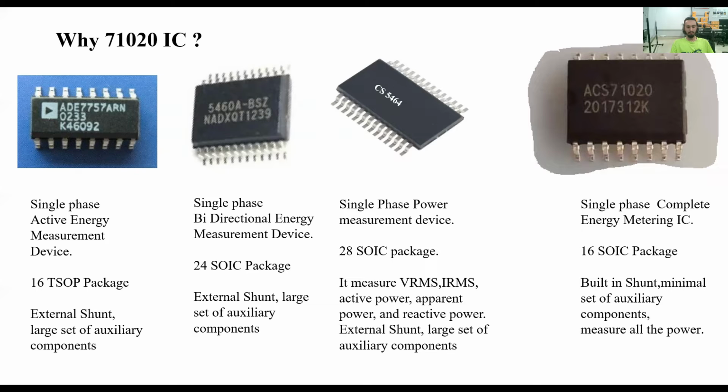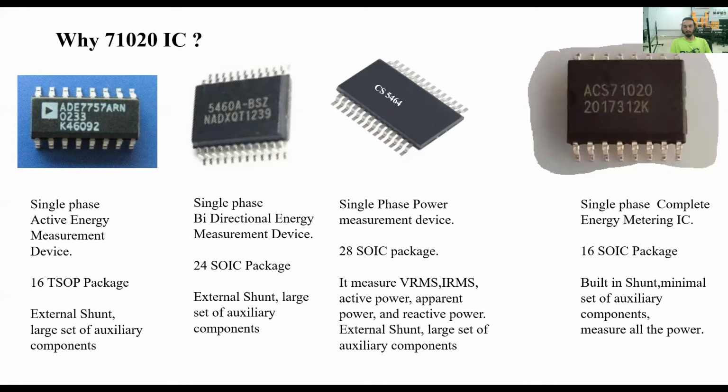And if we make an energy meter using this IC, then we will need a large set of auxiliary components. The third one, CS5464, is also a single phase power measurement device, and it has a 28 SOIC package. It can measure RMS voltages and current, active power and reactive power. It is also externally shunt.